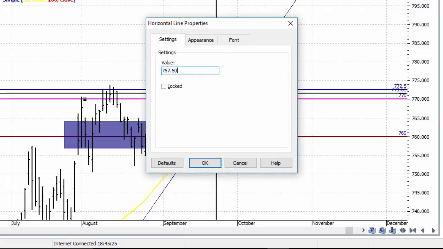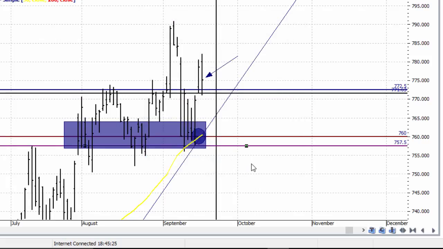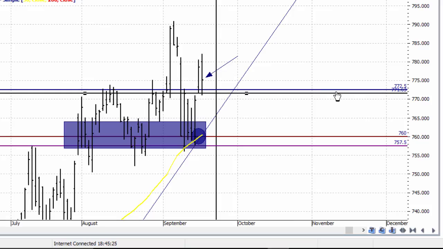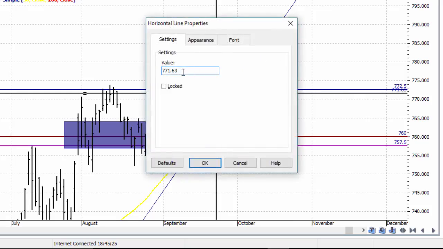As I said, this is a much more advanced strategy, not one that I would recommend you get into until you are very comfortable with trading options. And the break-even is 759.63.